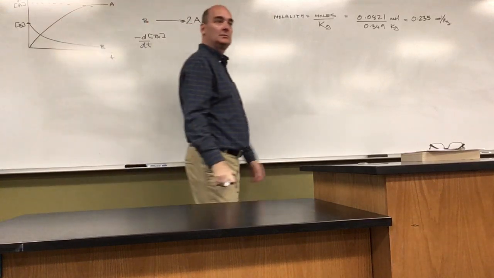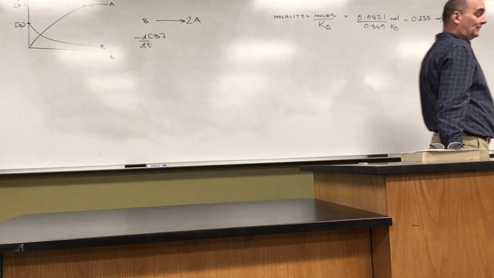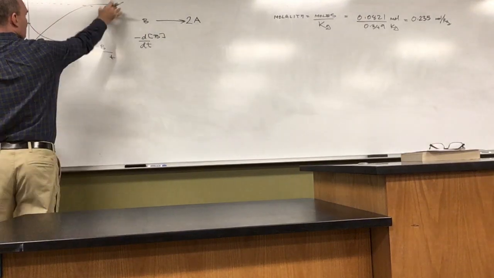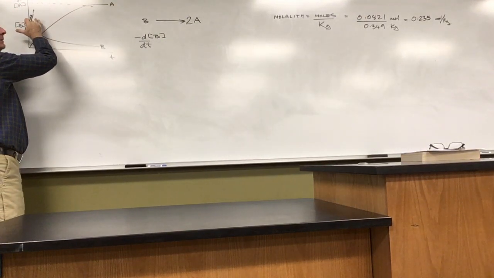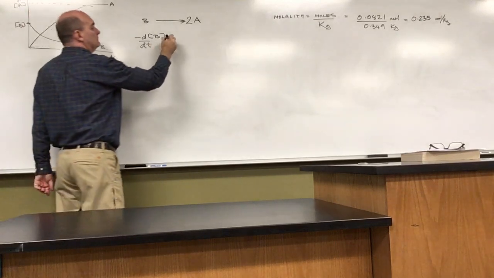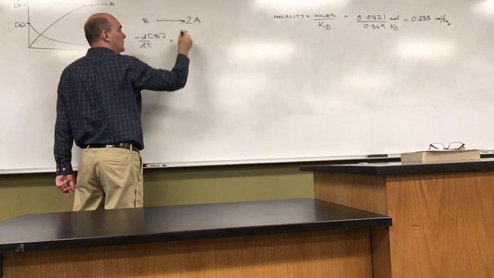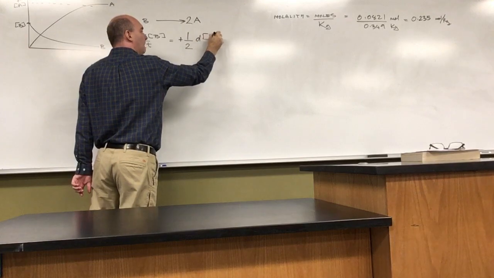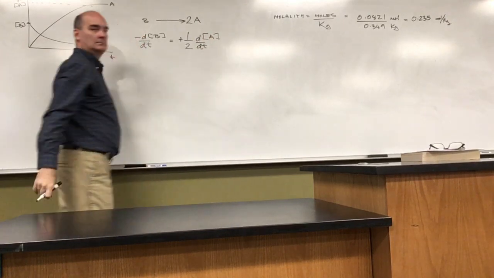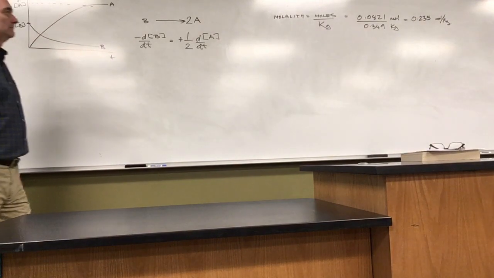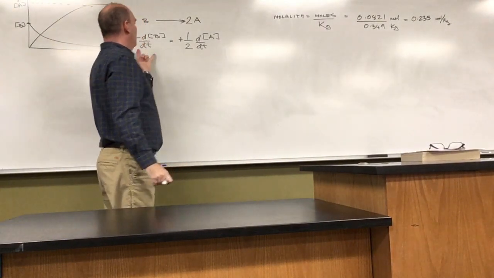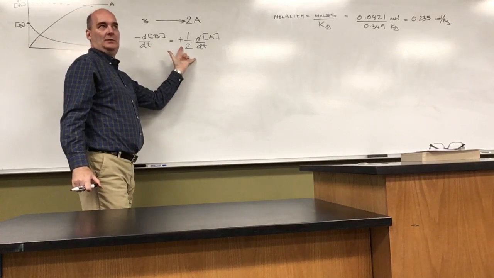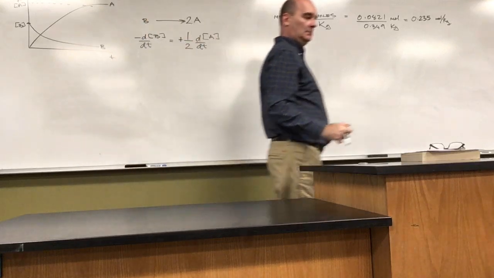B is being lost. This is a dissociation. 1 molecule of B is splitting apart and making 2 molecules of A. A is twice as much as B ever was. So we take that 2, because this is a gain as a plus, we take that 2 and put 1 over it. That the rate of loss of B is only half the rate of gain of A.